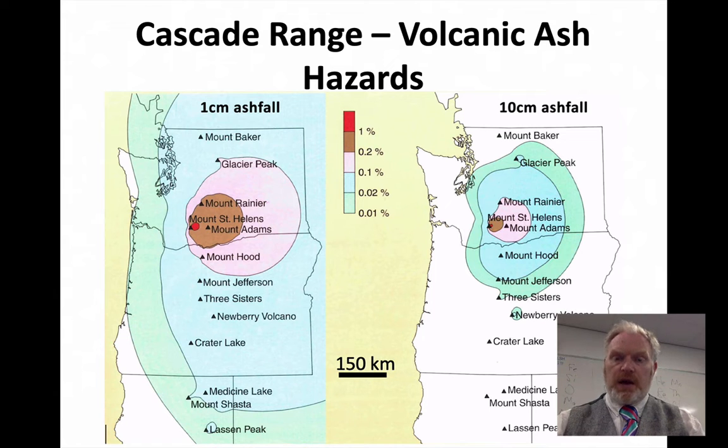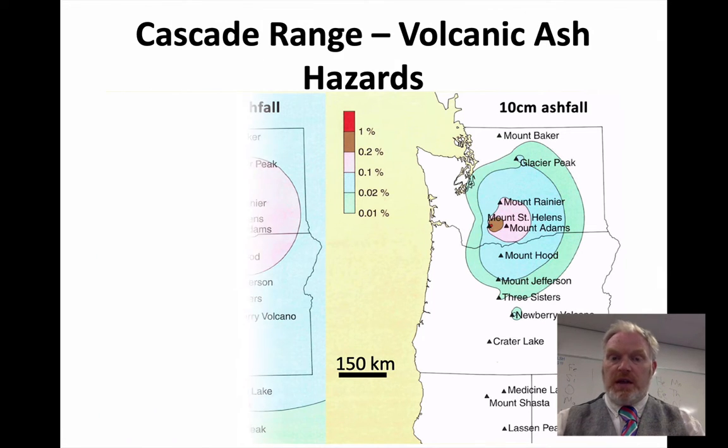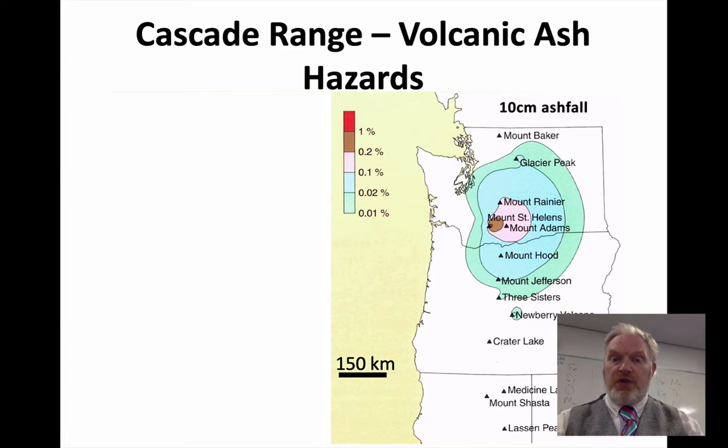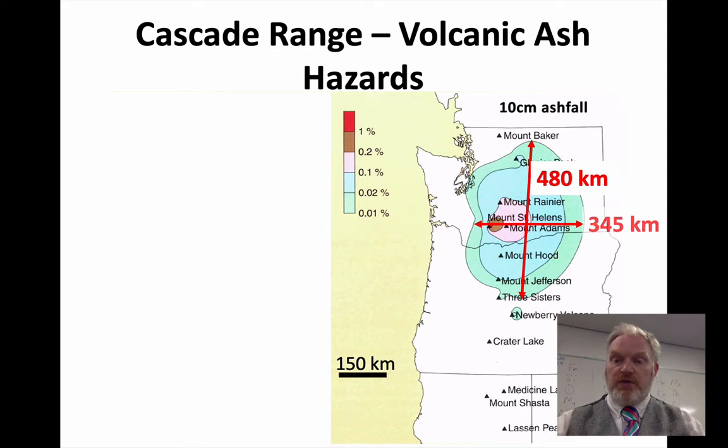Now, I asked you to work out the area of the 10 centimetre ashfall from Mount St Helens, or the likelihood of it. If we look at these two diameters, measure them, compare them to the scale, it's about 480 kilometres long and about 345 kilometres wide.